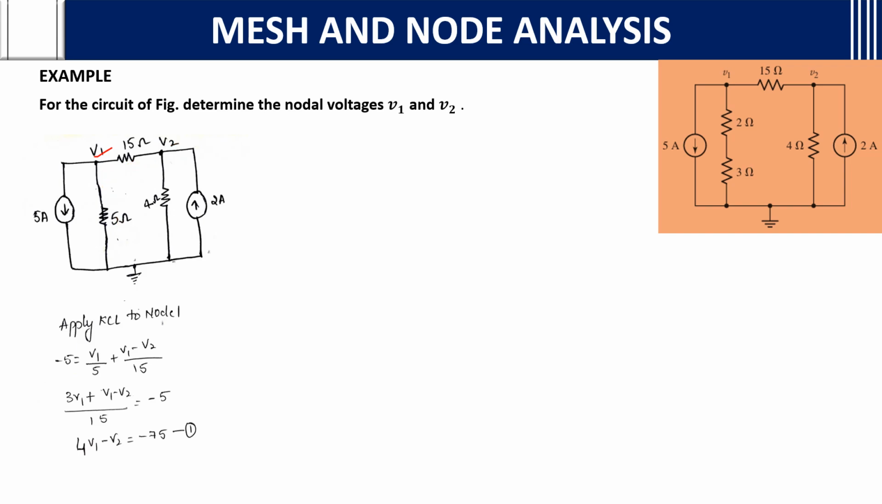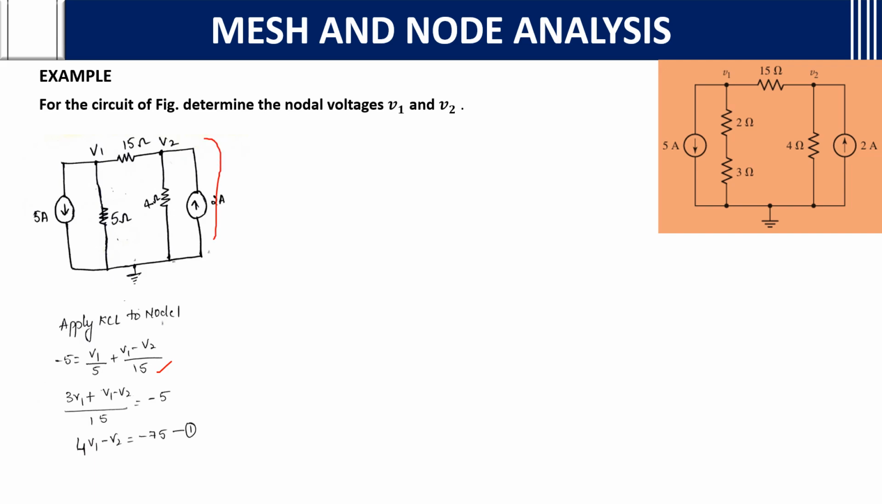Okay, let us not confuse. We'll think that the current is going this way and these two currents are going outside. As you can see, it is going inside but the current is opposite, so we'll take minus 5. Summation of incoming currents should equal summation of outgoing currents. Outgoing currents are V1 by 5 and V1 minus V2 by 5. As it is an incoming current with the opposite sign, we'll take minus 5. You will get 4V1 minus V2 equals minus 75. First equation.